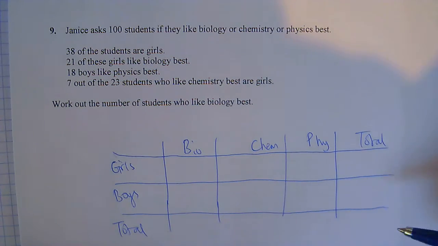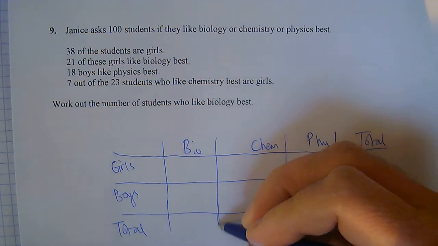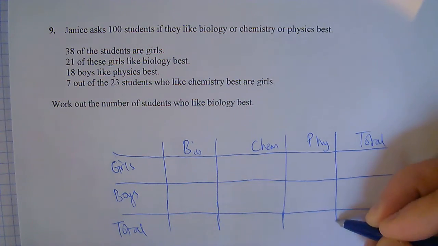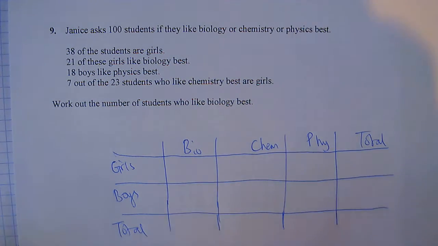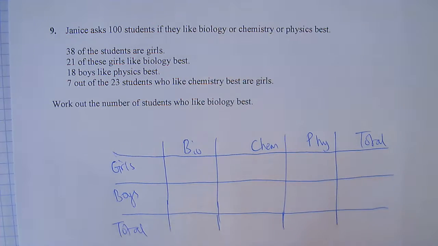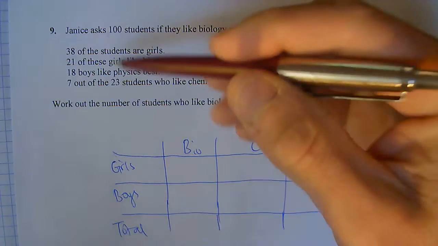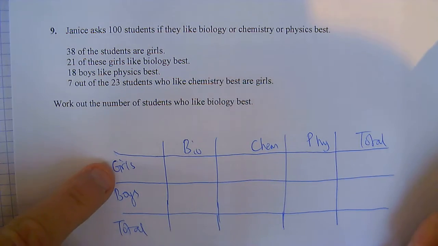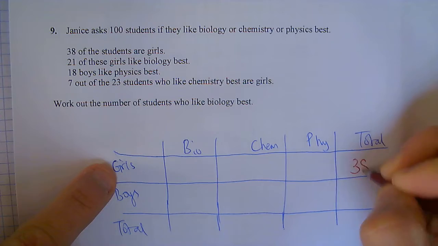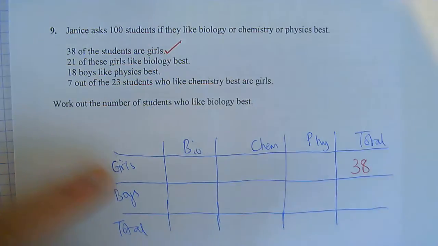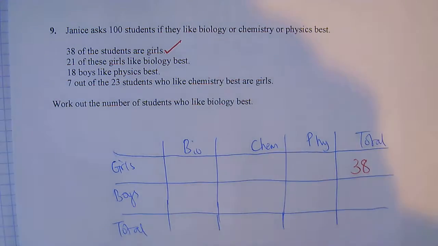Now the key bit is, in this we're going to get 4 marks for working all the way through, but there's no other parts of the question. We're going to get to this bit next. I'm going to take the question in order and tick things as I go along. So the first thing I'm going to do is I've got to notice that 38 of my students are girls. So for girls I know my total is 38. Now I've used that piece of information, so I'm going to tick it off.